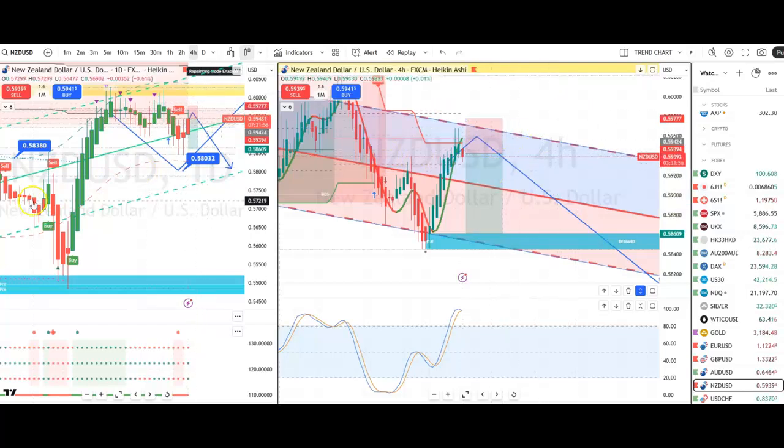$2.31 risk to reward, which is fantastic. Stop loss 59.79, call it 59.80, round number, and 58.60 is your target. Good trading, enjoy.